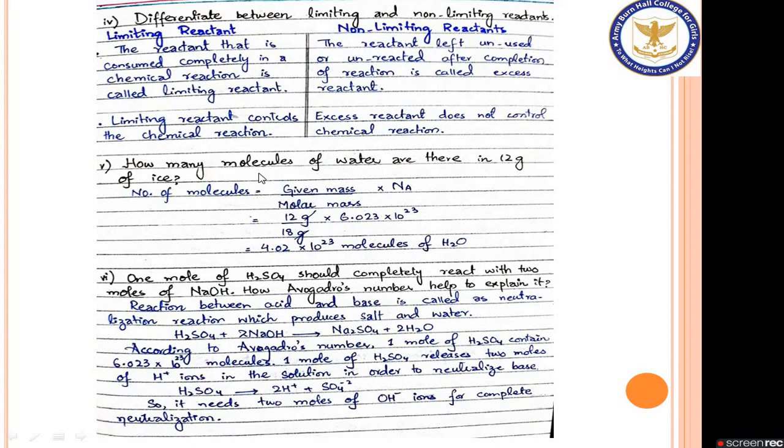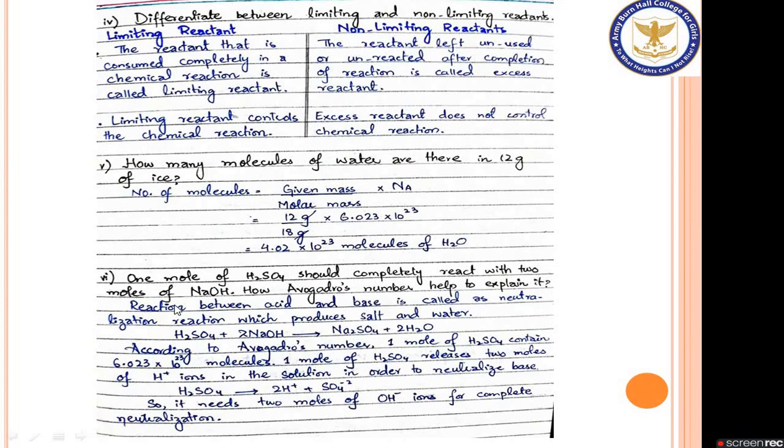Part 5. How many molecules of water are there in 12 grams of ice? You have to use the number of molecules formula in this. The number of molecules is equal to given mass divided by molar mass multiplied by Avogadro's number. That is 12 grams divided by 18 grams multiplied by Avogadro's number, we will get the molecules of water in 12 grams: 4.02 into 10 raised to power 23 molecules of water.